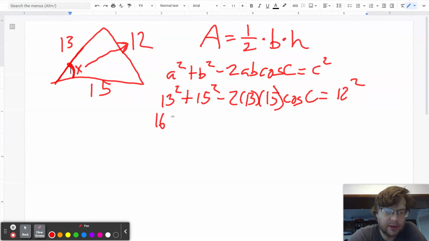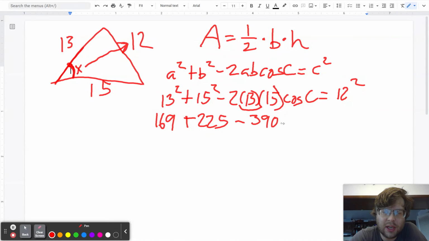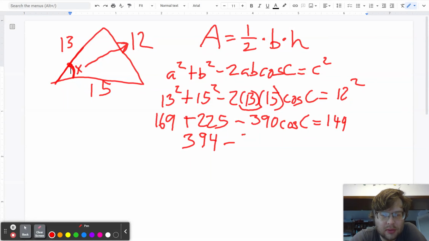Okay, let's see. 13 squared is 169. 15 squared is 225. 2 times 15 is 30, 30 times 13 is 390. 12 squared is 144. You can use a calculator for all of this. Then let's see, if we add those, what does that make? 394, I believe.